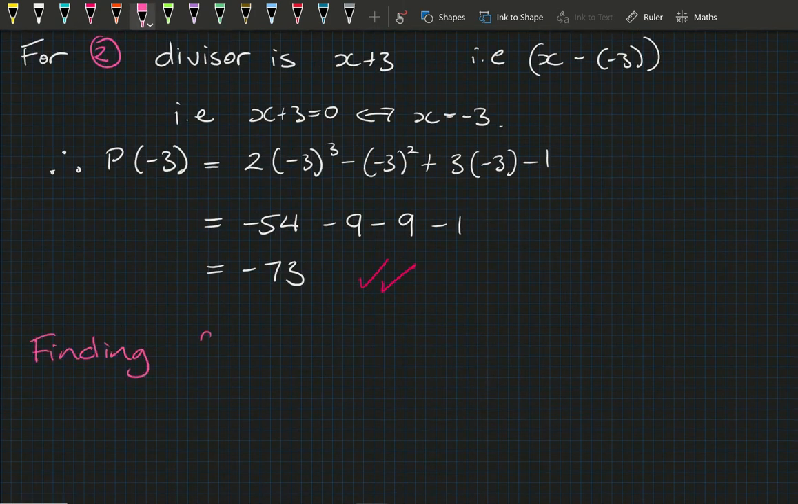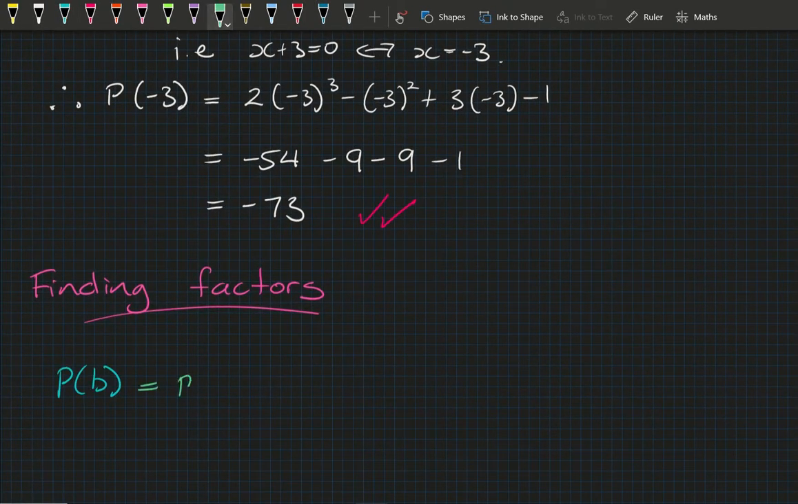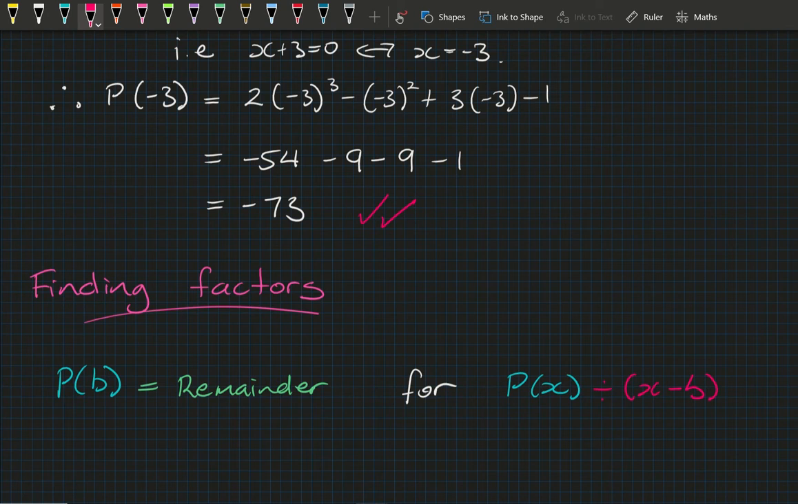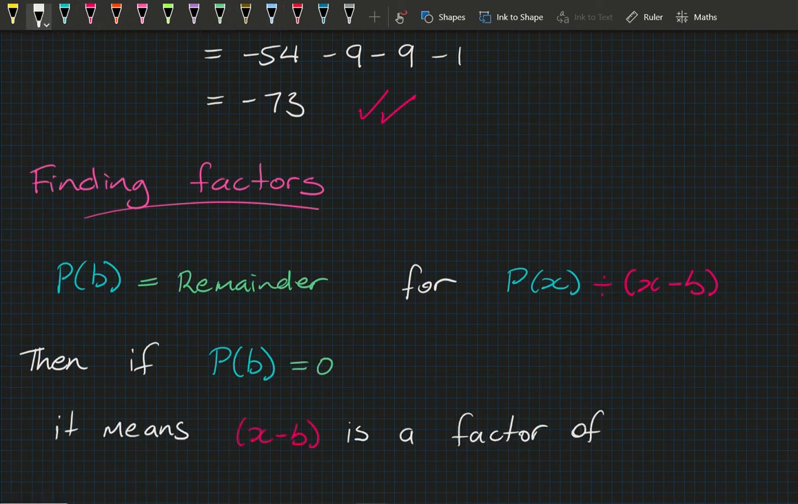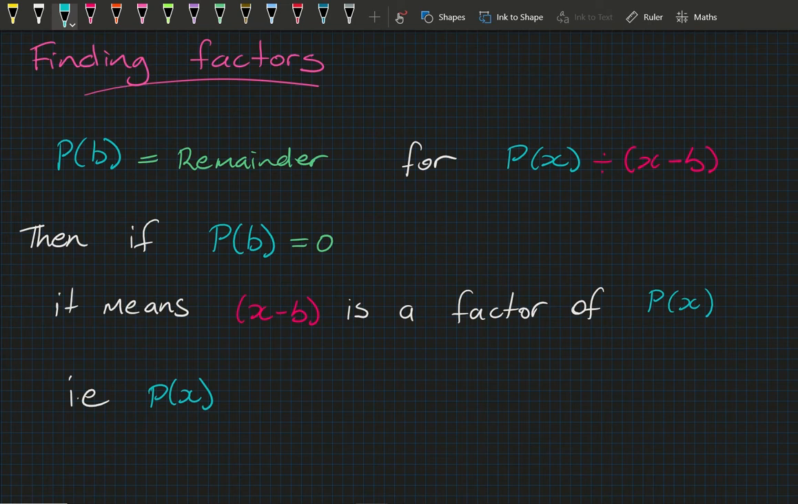Now, how do I use this to find factors? Well, putting together the way we've learnt to express polynomial division and what we know about numbers, we know that the polynomial of b is equal to the remainder when we divide the polynomial of x by x minus b. So, if we get p of some b equal to 0, it means that x minus b has to be a factor of p of x. Then if we sub in some b into the polynomial, and that's equal to 0, it means that x minus b is a factor of p of x, i.e. the polynomial p of x equals the divisor, x minus b, times the quotient that's left over, plus 0.